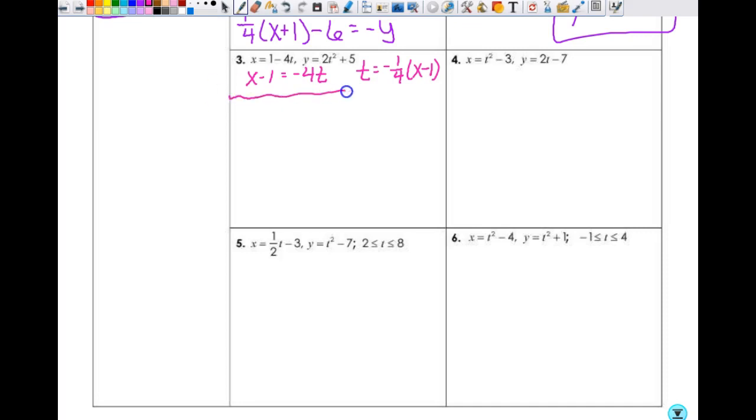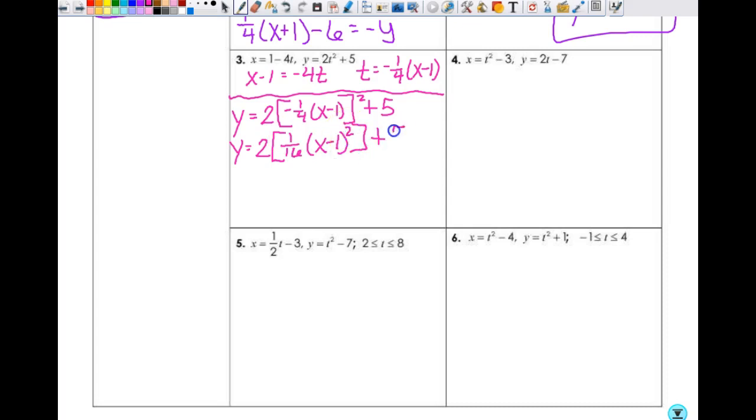So now I have this x equation solved for t, so I'm going to substitute it into the y equation. So y is equal to 2 times, t is negative 1/4 times x minus 1, squared, plus 5. Everybody good with that so far? When I square this part, yes, there's two terms in here, but as far as what's in the brackets, I just have this times this, so I can square this one and square that one. So I get y equals 2 times, what's negative 1/4 squared? 1/16. And then x minus 1 quantity squared, and then plus 5.